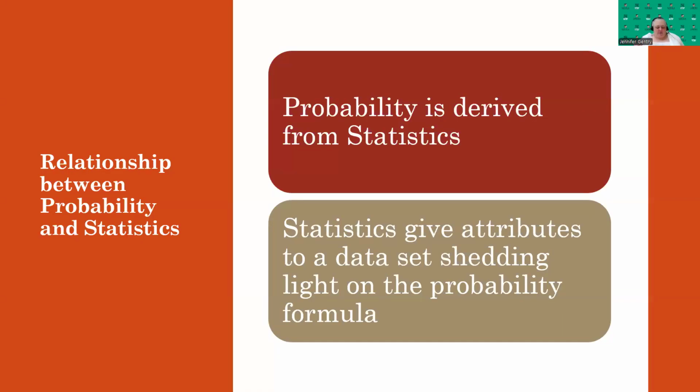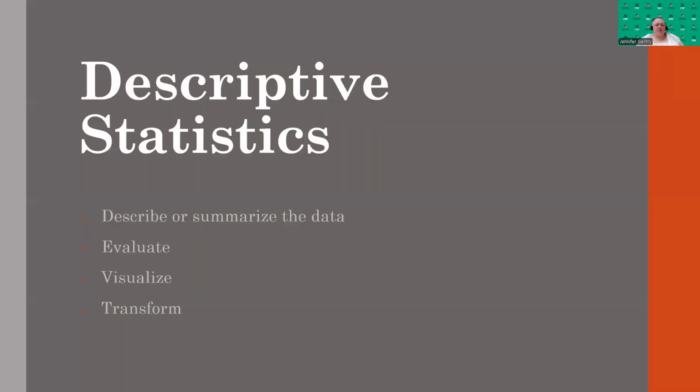Probability is derived from your statistics, and your statistics is nothing more than metadata. It is data about your data. It's giving attributes to data to possibly find a correlation, find something that exists that will help me describe that data. So again, we're going to start with descriptive. We're going to talk about describing or summarizing the data, evaluating visualizations, and transformations. That's what we are talking about when we talk about descriptive statistics.